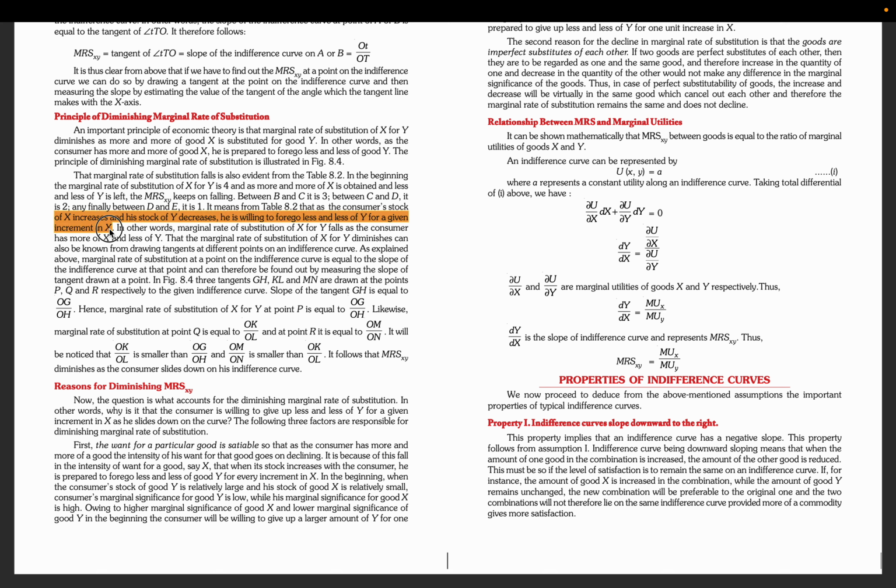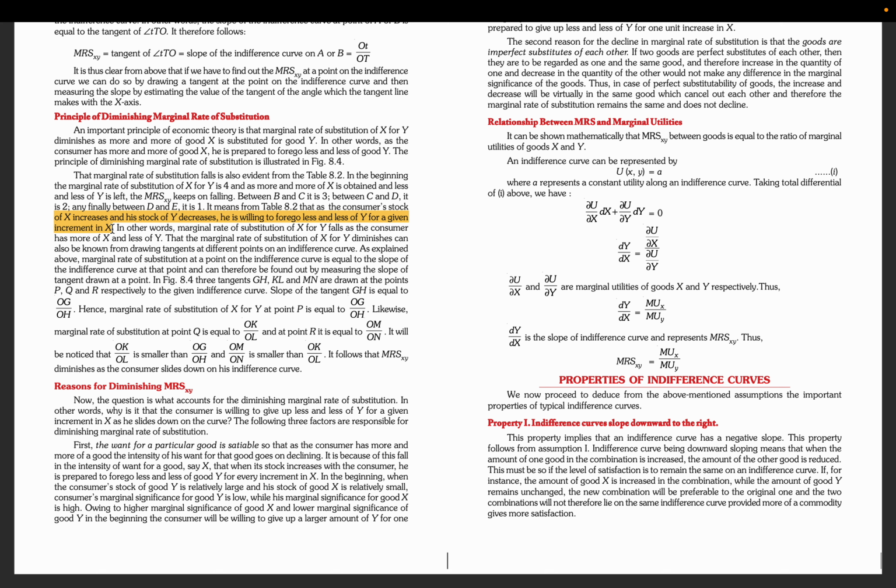So as he keeps on substituting y for x, he is ready to forego less and less because the amount of y with him is becoming less and less, so it's becoming dearer and dearer to him. In other words, MRS of x and y falls as the consumer has more of x and less of y. That the marginal rate of substitution of x and y diminishes can also be known from drawing tangents at different points on the IC.